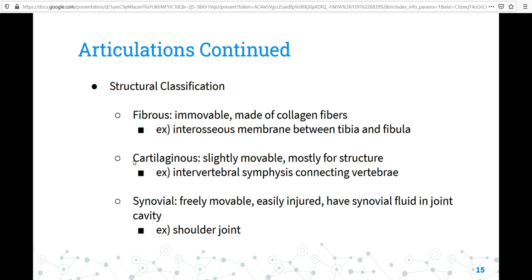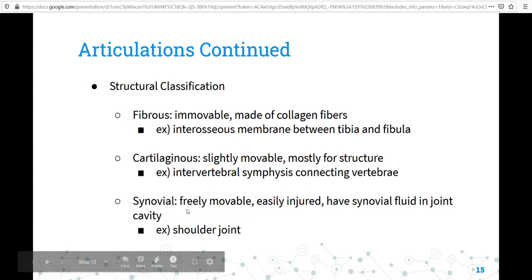And then we also have cartilaginous joints made up of cartilage. They're slightly movable, and they're mostly for structure. And then an example of this would be the intervertebral symphysis, which is a cartilaginous joint that connects individual vertebrae together. And lastly, we have synovial joints. They're freely movable but also easily injured, and they have synovial fluid and a joint cavity. An example of this would be the shoulder joint.